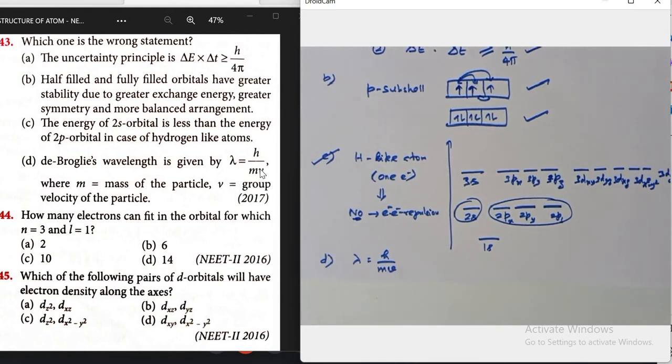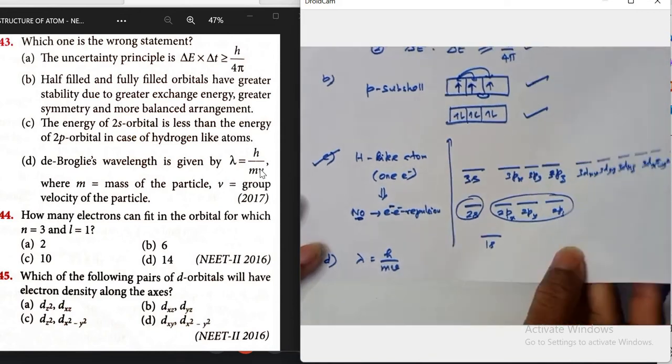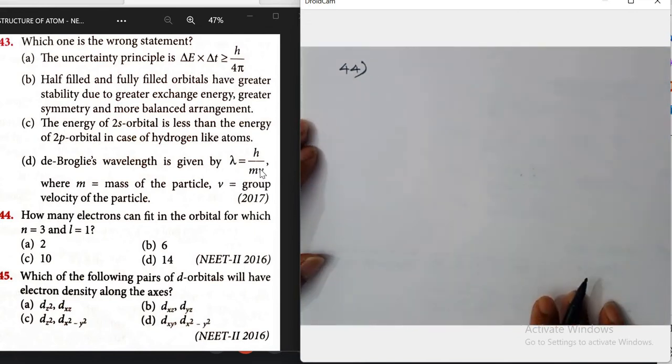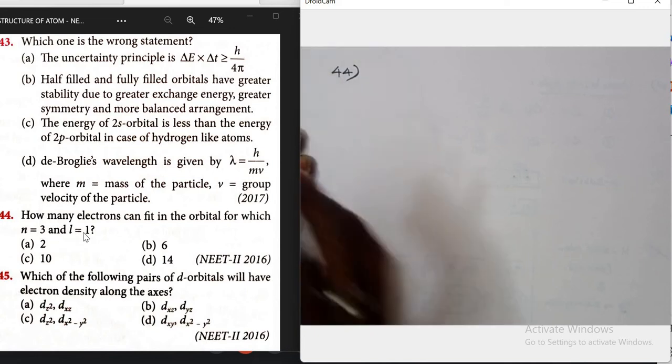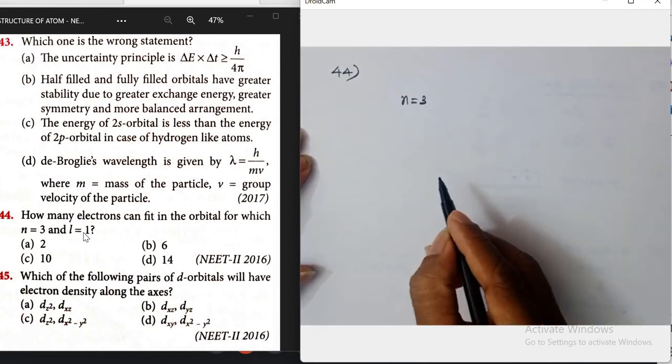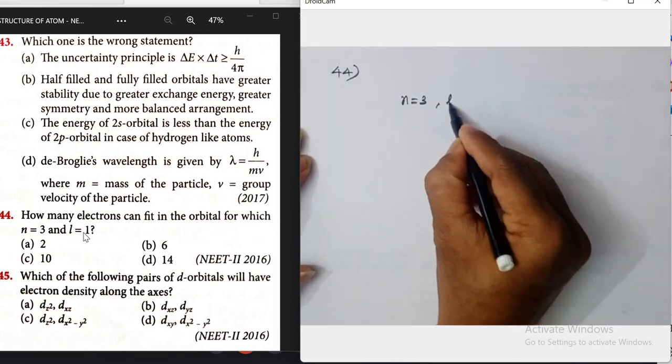Then see question number 44. Read the question carefully. How many electrons can fit in the orbital for which n equal to 3, l equal to 1? Observe this carefully. n equal to 3 and l equal to 1 is given.